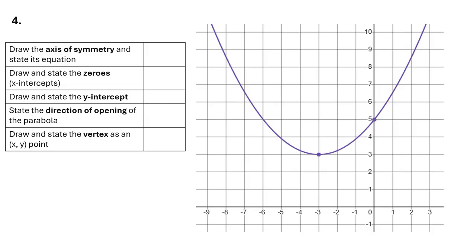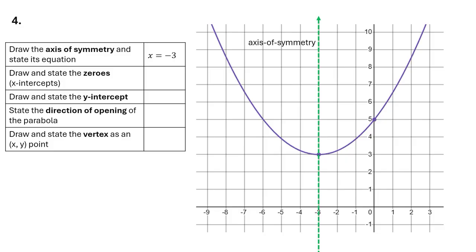Okay, this particular graph, the axis of symmetry is right here, right in the middle of the parabola, and the x value at this point is -3. So we say x equals -3 as our axis of symmetry.